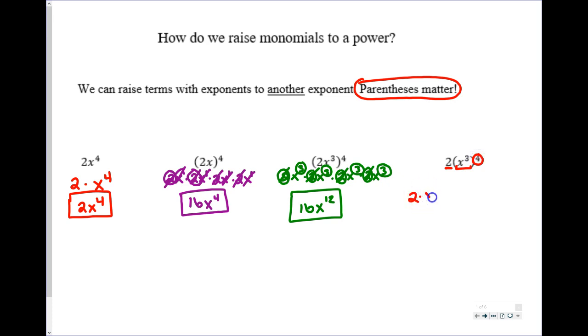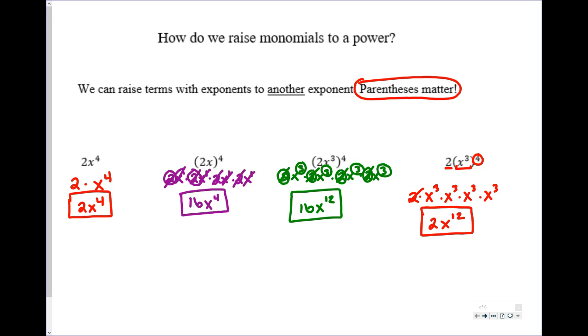The x to the third, on the other hand, that's what's being raised to the fourth power. So now I'm going to have x to the third times x to the third times x to the third times x to the third. Okay? So the 2 just comes down. We're not multiplying it by anything. And then we have 4 3's, which gives me 12. So I want to be really clear here about how parentheses are important and they affect how we do the math, okay?